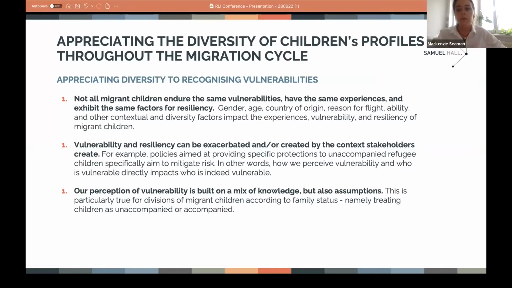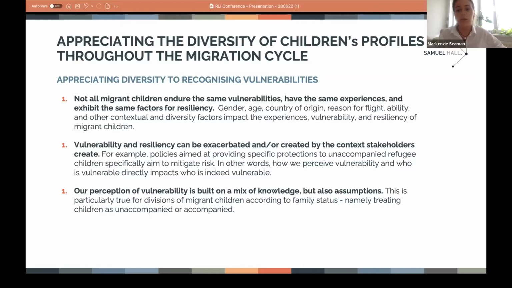The distinctness and diversity of child migrants come from their unique personal characteristics and experiences, as well as the larger context in which they live their lives. This context is in part shaped by the programming and policies the relevant stakeholders in the field have created to direct and shape child migrants' experiences. In other words, how we perceive vulnerability directly impacts who is vulnerable and who is deserving of protection among child migrants.